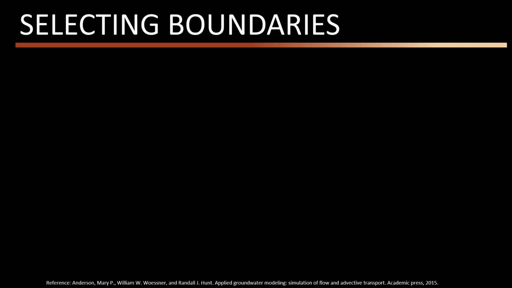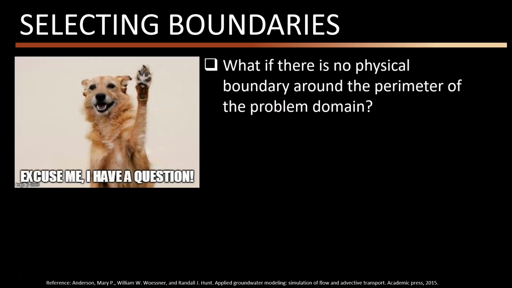Well, these were 4 common forms of physical boundary conditions that we, as groundwater modelers, try to find and define the space domain of the problem based on that information. But a very critical question here would be: what if there's no physical boundary around the perimeter of the problem? What can we do then?